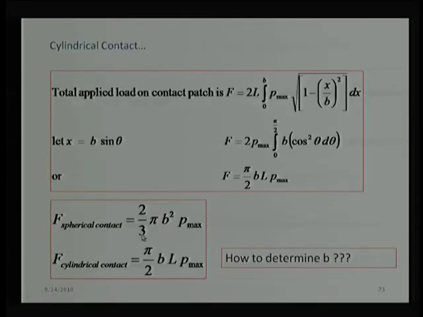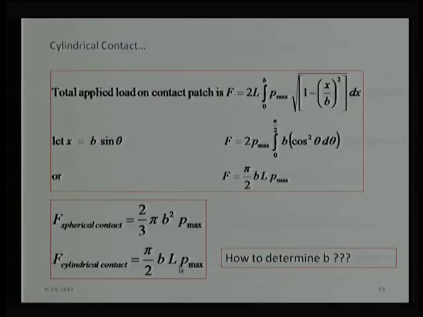So, this is what we have derived today. For a spherical contact this is the relation, for a cylindrical contact this is the relation, and we need to determine B. That will be done in the next lecture, and we will continue the same topic in the next lecture.